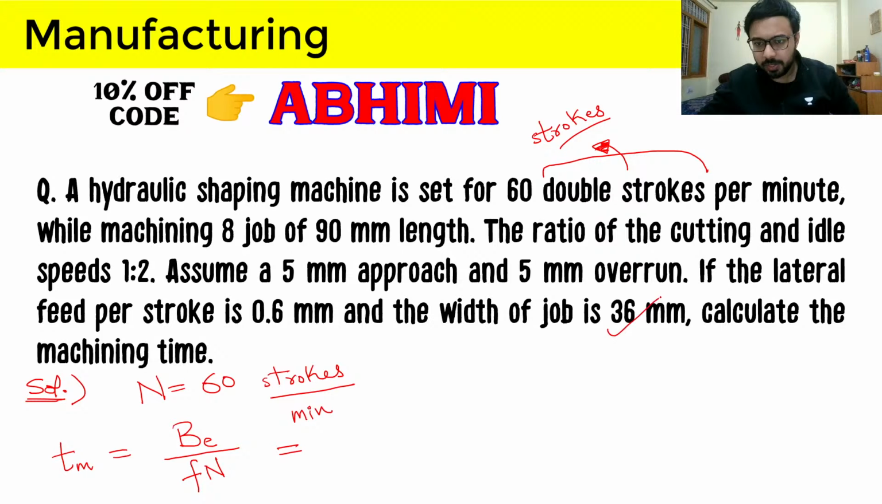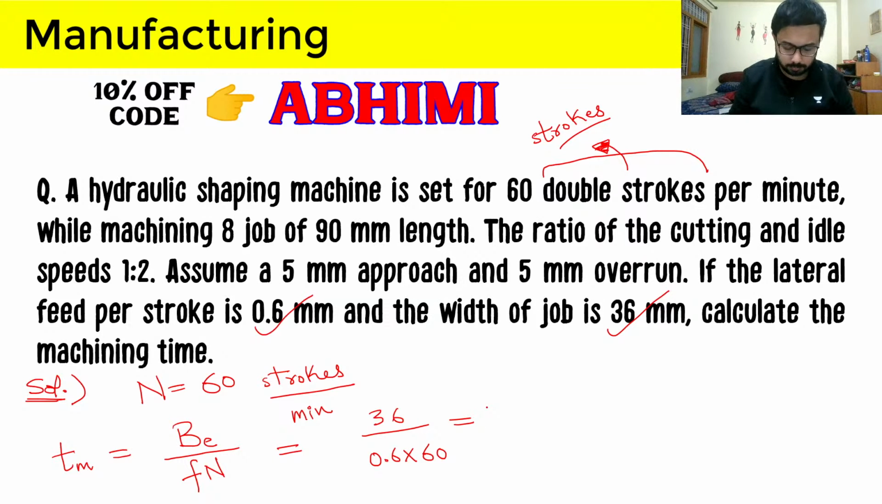The width of the job is given as 36, feed per stroke is given as 0.6. Assume 5 mm approach and 5 mm overrun. So we have to assume that, but let's see if we require that or not. So let's divide 36 by F into N. F into N is 0.6 into 60. So it is coming out as 1 minute, because strokes per minute was the unit of N, that is why we are getting the time in minutes.